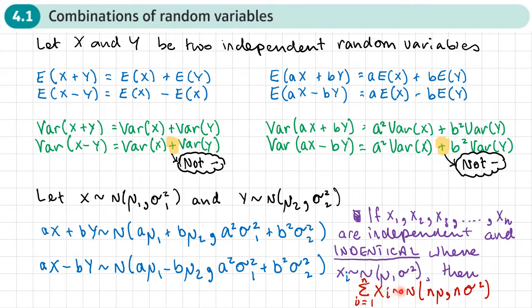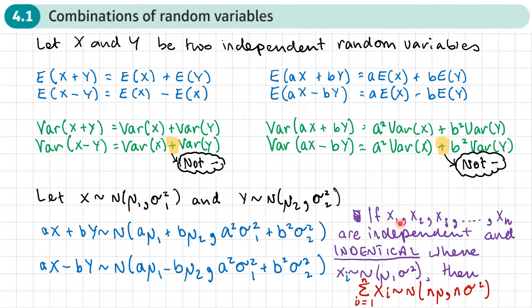And I want to work out what is the mean and variance of the distribution of n lots of these random variables. It's still a normal distribution, it's still normally distributed, and the mean is going to be n times the mean of each individual one, which is the same, and then we multiply the variance by n.